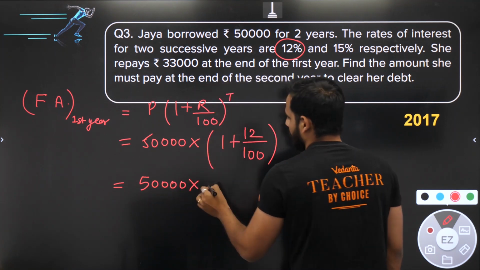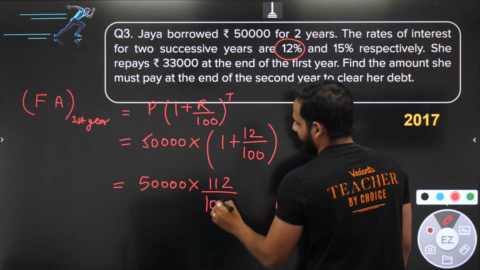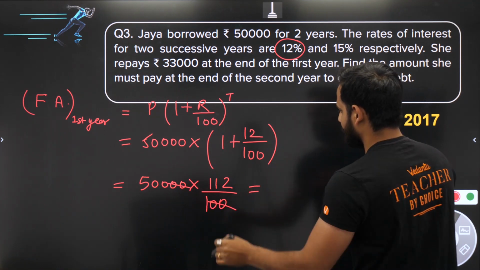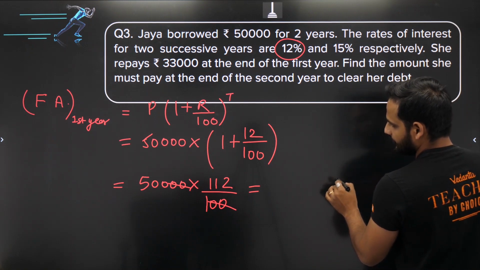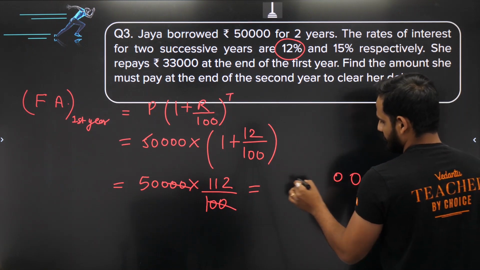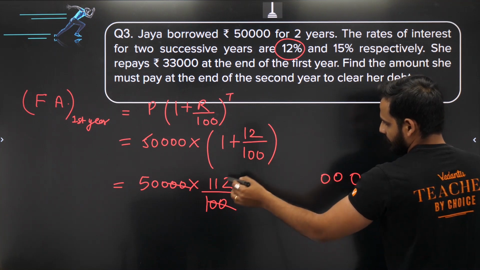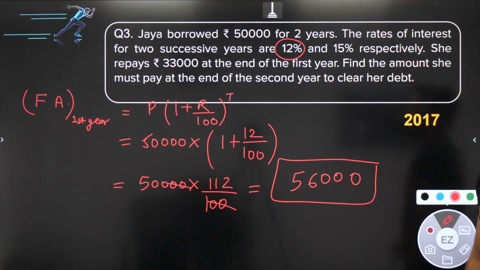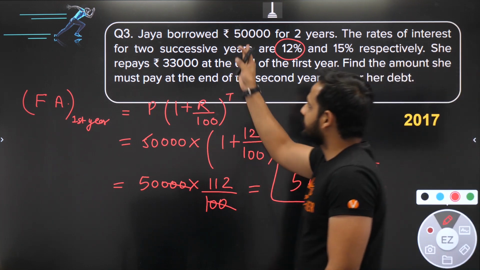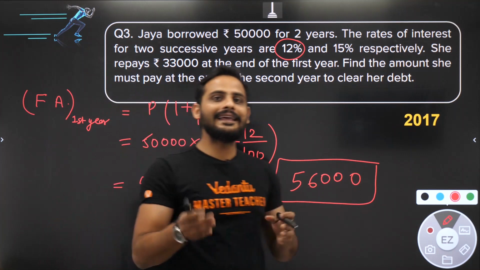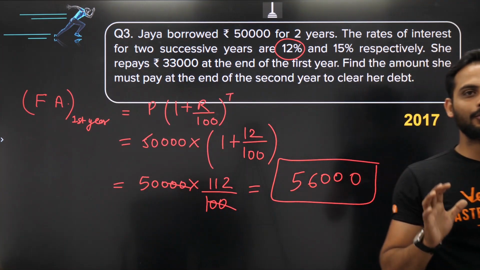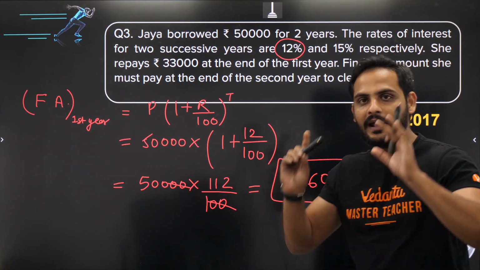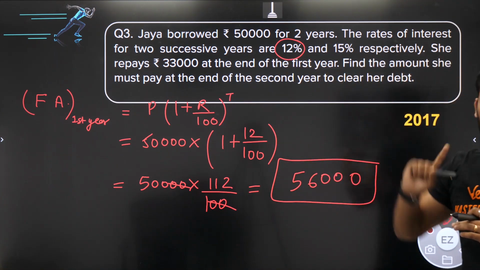So you'll be getting 50,000 into 112 by 100. So 2 zeros and 2 zeros got cancelled. So you will be getting 56,000. So 56,000 is the final amount. So this amount which she has borrowed, at the end of the first year, if she wants to close the loan, she has to pay 56,000 because 12% was the rate of interest. But she has paid how much? She has paid only 33,000.